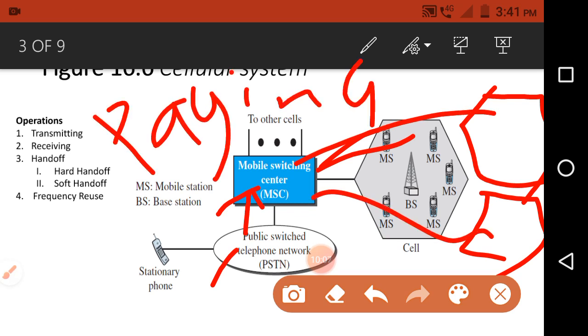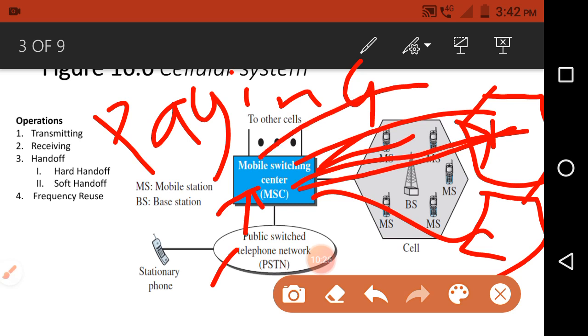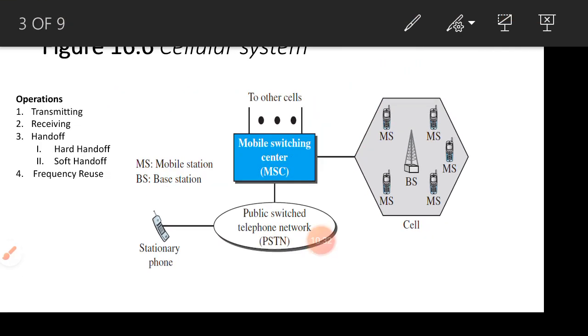Whenever the mobile switching center finds the particular mobile station, it sends the ringtone to that particular mobile. Once the mobile responds to that call, the mobile switching center allocates the specific channel for that mobile. So this is what we call receiving.